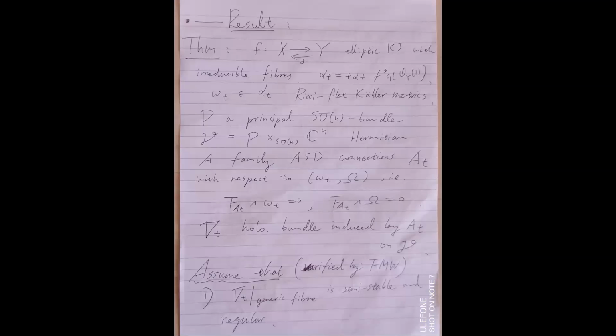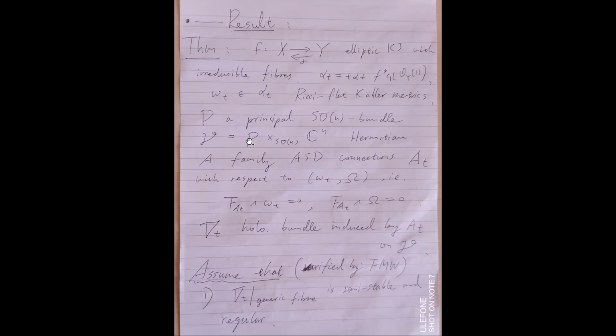Okay, so let's recall what we assume. We assume this X is an elliptic K3 surface with a section, and we assume any fiber is irreducible, so actually this whole thing is a Weierstrass model. And alpha_t is an ample class, looks like this. And then we find that omega_t is a Ricci-flat Kähler metric.